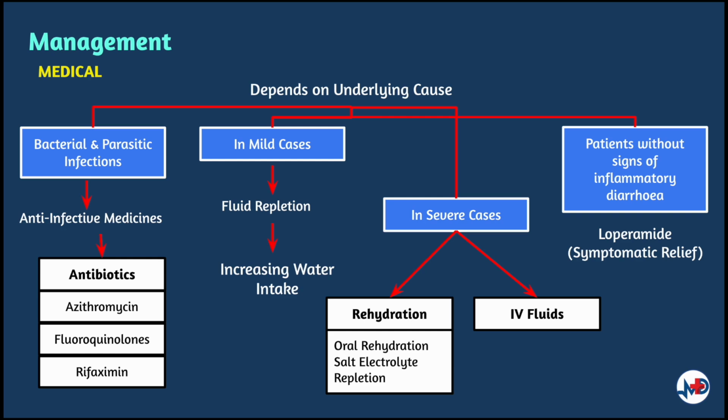In patients without signs of inflammatory diarrhea, loperamide can be used for symptomatic relief. The typical dose for adults is 4 milligrams initially, with 2 milligrams after each subsequent loose stool, not to exceed 16 milligrams total in a day. Travelers can be given antibiotics to take as needed at the onset of symptoms.